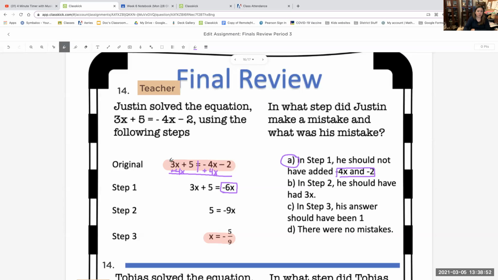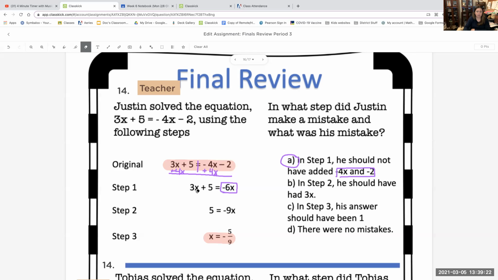Does that make sense? So you can either solve it yourself or just go step by step. Instead of doing this piece, just go, okay, step 1 says he should not have added -4x and a -2. Well, did he do that? Yes, he did do that. Okay, so then he's not supposed to do that. So then it's going to be A. Or this one, in step 2, he should have gotten 3x. So step 2 right here, he should have gotten 3x?